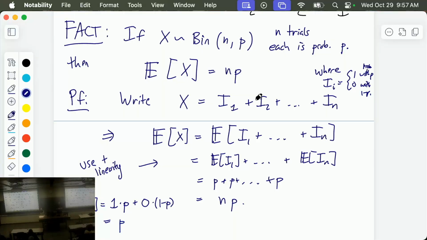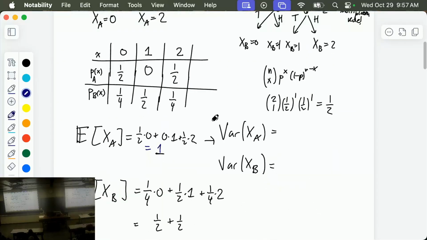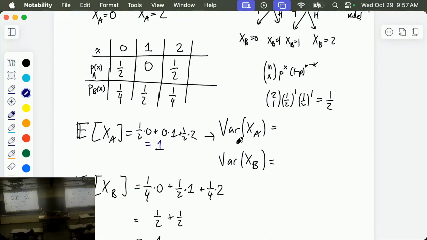Okay, let's do the variance next. We're going to try to fill in this question: what is the variance of Alice and the variance of Bob? We're going to start by doing it using the little table. And it will help you to know that the average is 1. So the average for both Alice and Bob was 1. That is a useful fact.